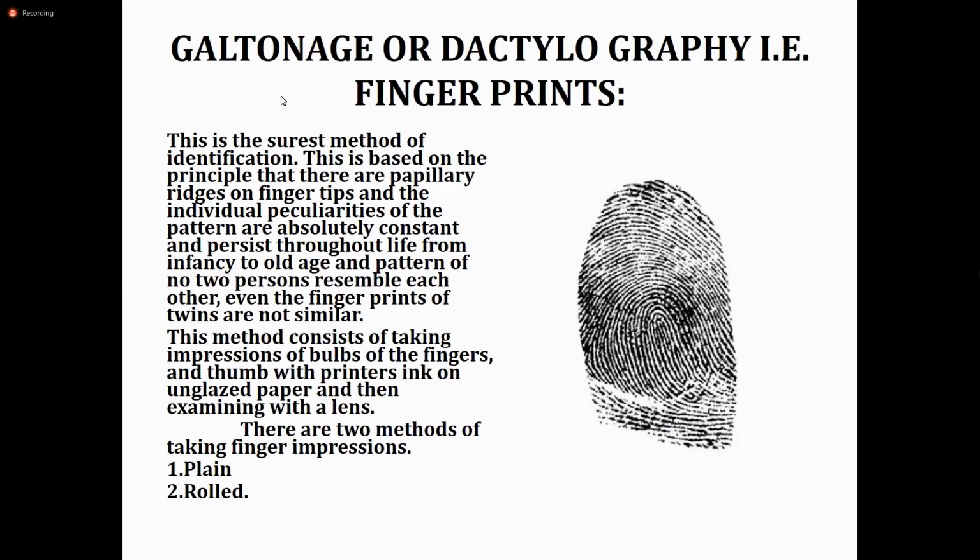balls of the fingertips, and individual peculiarities of the pattern are absolutely constant and persist throughout life, from infancy to old age. No two persons resemble each other. Even the fingerprints of two monozygotic twins are not similar. So this is even more than what we see in DNA profiling, because there, in monozygotic twins, you can get a similar finding, but here in the Galtonage or dactylography method of fingerprinting, even monozygotic twins do not have similar fingerprints.